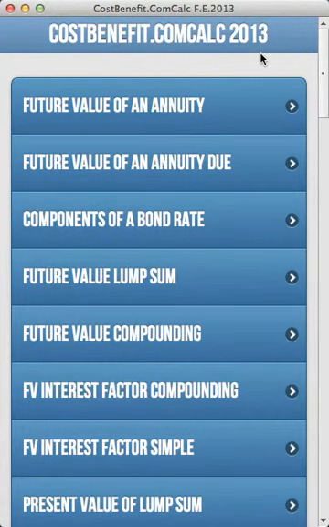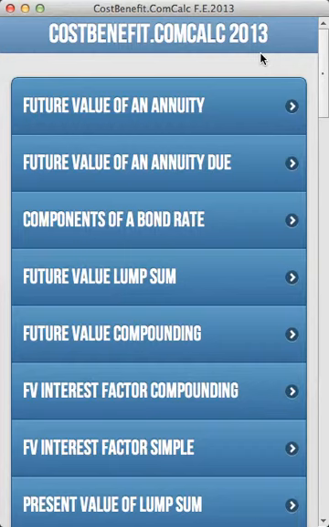Today we'll introduce you to the CostBenefit.Com Calc Financial Edition 2013. We'll be introducing updates about every quarter, and we do this on an annual subscription. And your subscription, even though it is an annual subscription, never expires. After 1 year, we create another version, and you can continue using the present version as long as you need to. However, we don't offer updates during that time.